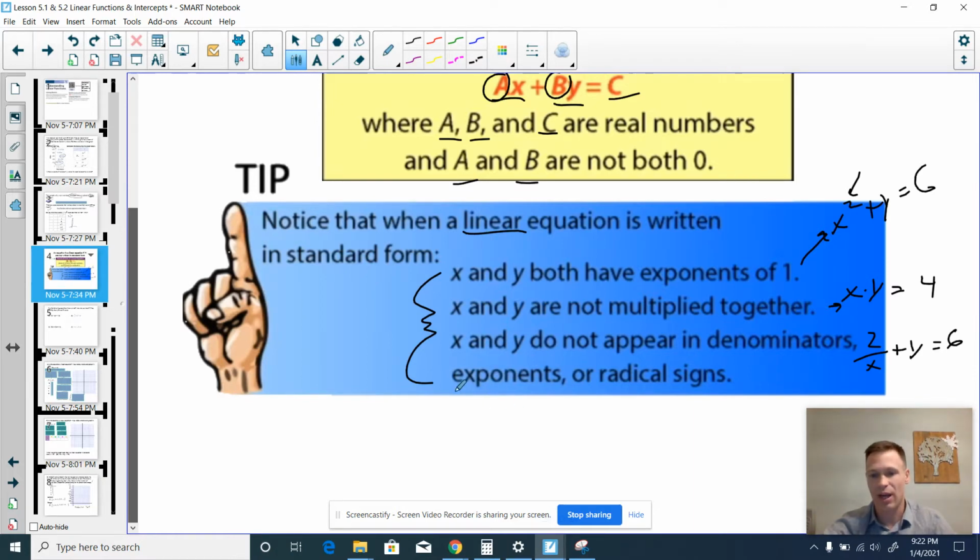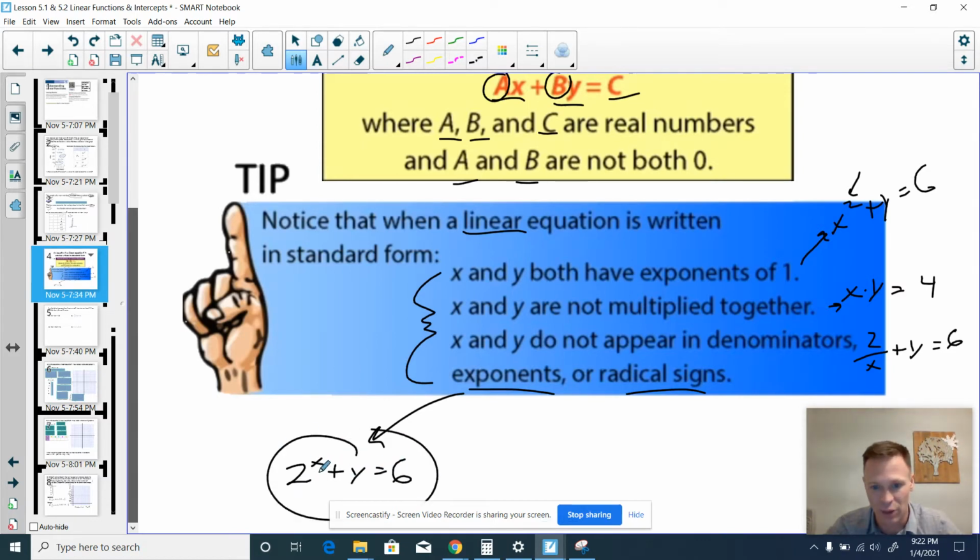And x and y don't appear in exponents and they don't appear in radical signs. So the exponent part means I don't have 2 to the x plus y equals 6. That would not be a function. And a radical sign is like the square root sign, right? So if I have the square root of x plus y equals 6, I know I've used the same kind of example here, but this would not be a function, right?